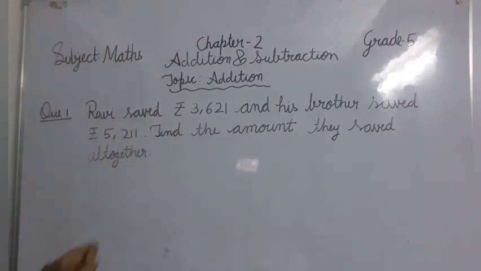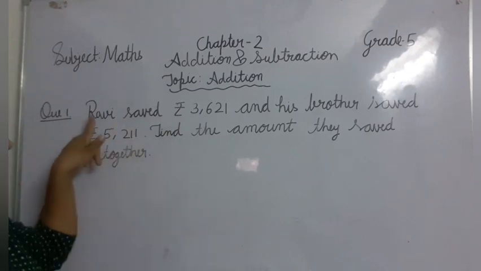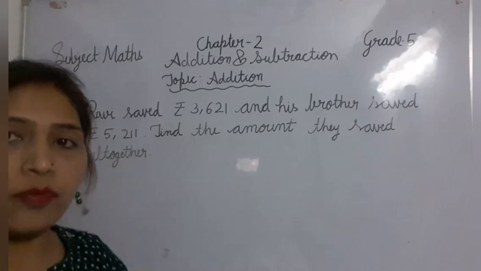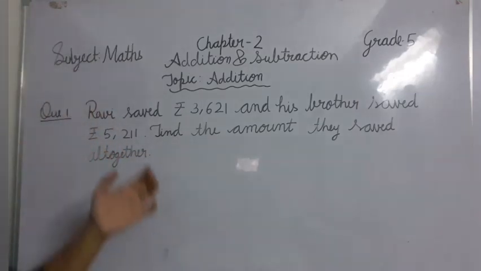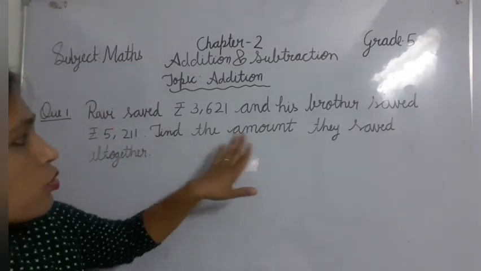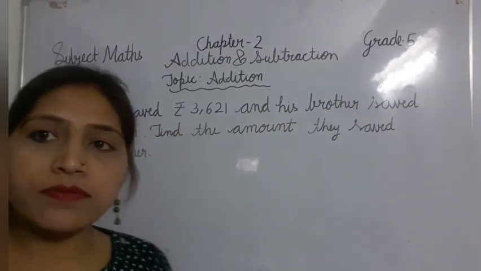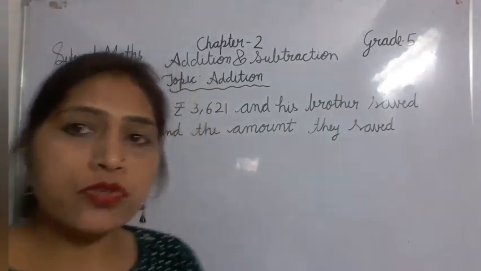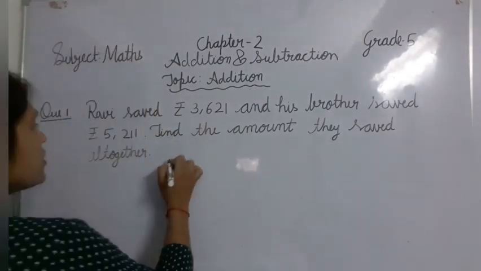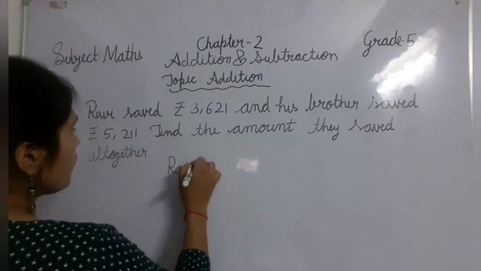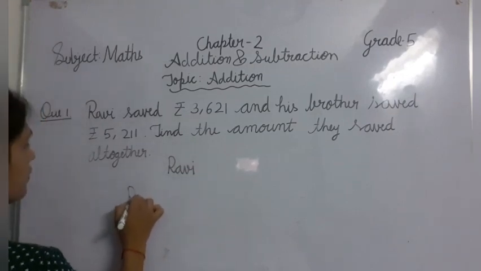So what are they saying? Two persons are there: Ravi and Ravi's brother, and they have saved some money. Now they are asking how much total amount they saved all together. All together means we need to put them together. So two persons are there. Let's see who is there. Ravi is there and Ravi's brother is there.